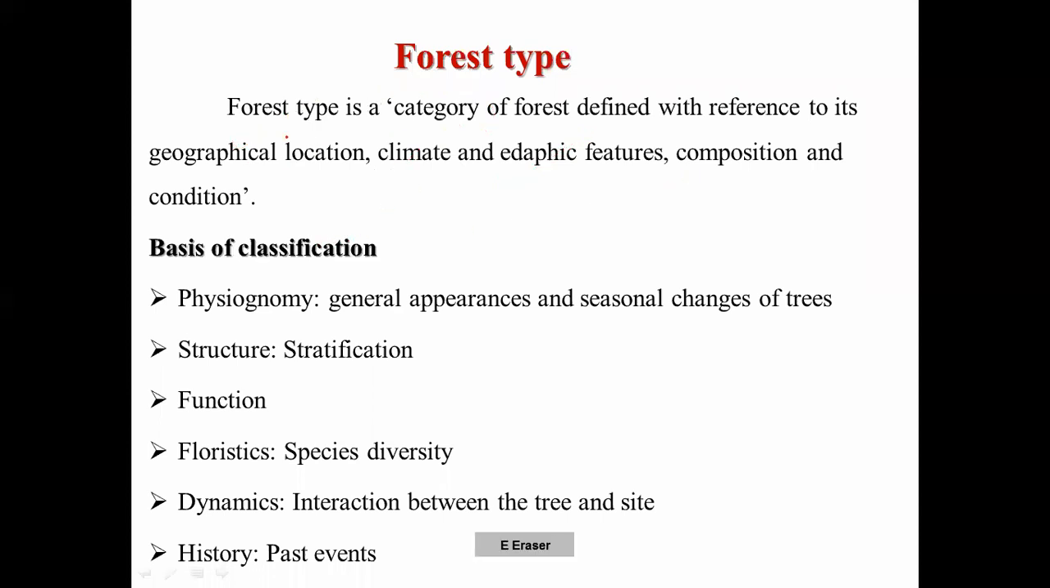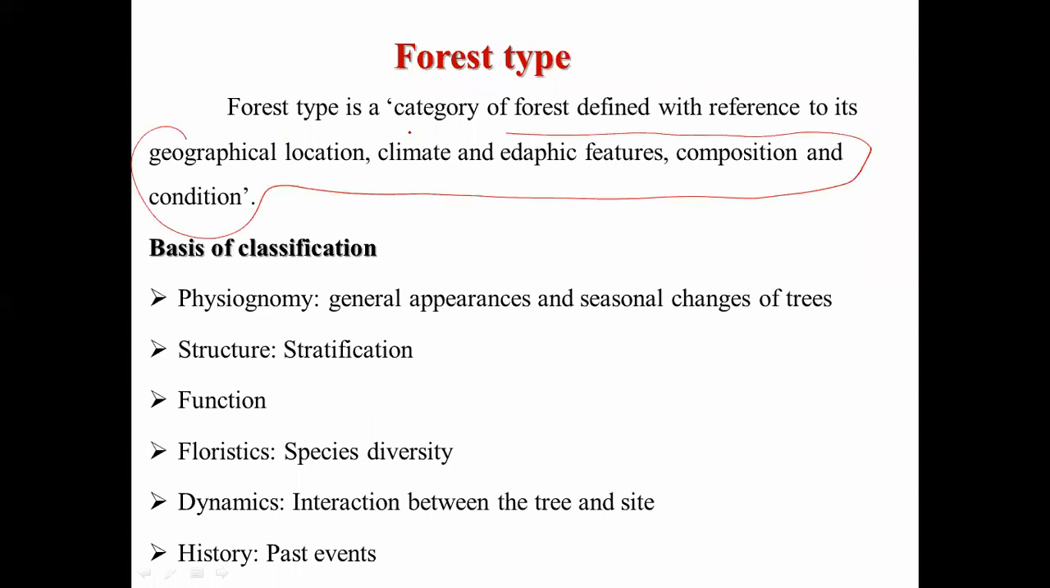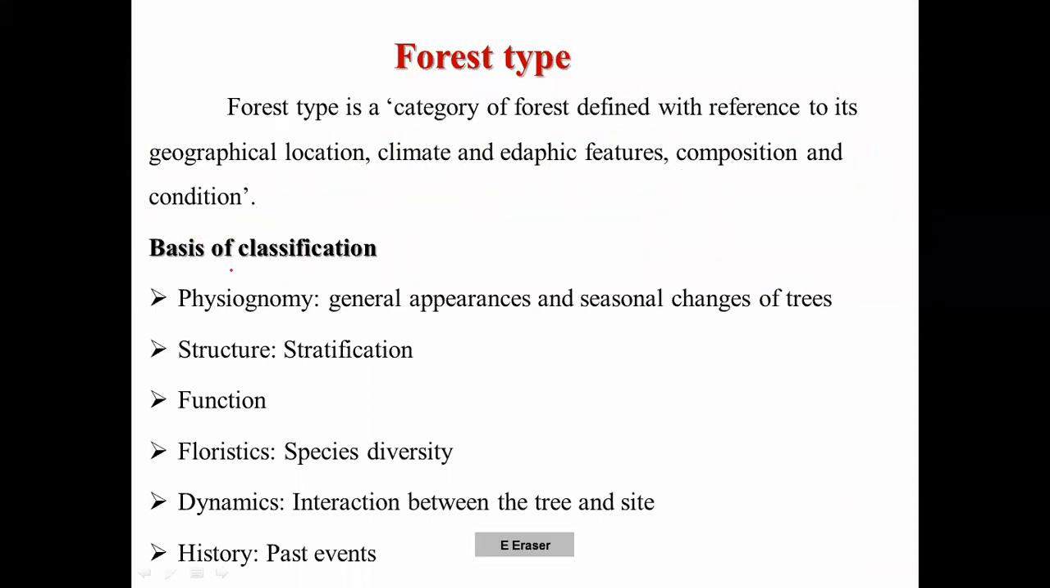Based upon these conditions, we will demarcate or categorize whether it belongs to tropical deciduous, tropical moist deciduous, or alpine forest, or maybe littoral and swamp. So that's a kind of categorization based upon several factors. Okay, so what is the basis for the classification in the Indian context?